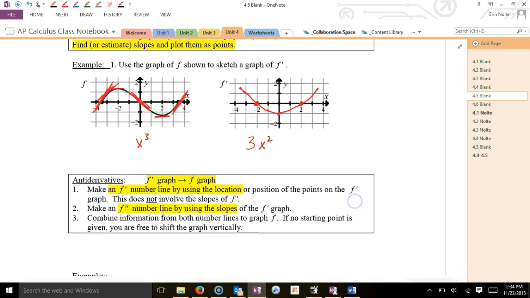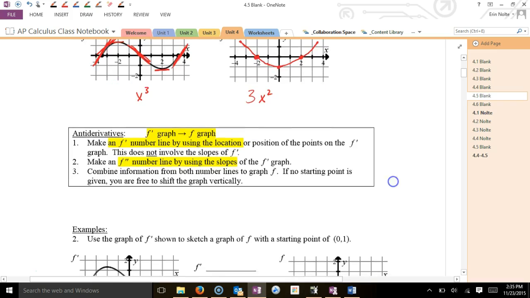All right, so the second half is going the other way. The antiderivative is the idea of: here is my derivative, so if I was given this piece over here, can you come up with the original function? Things that will help are using the derivative and the number line, like what we did in the previous section, to produce the original function. And then using the second derivative as the slopes to figure out the concavity of the function.